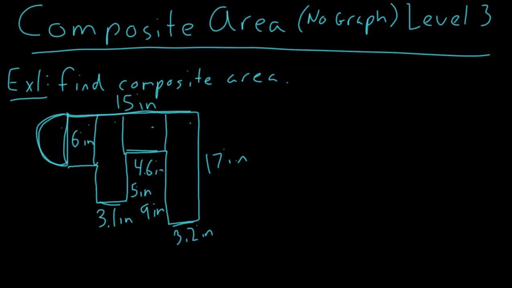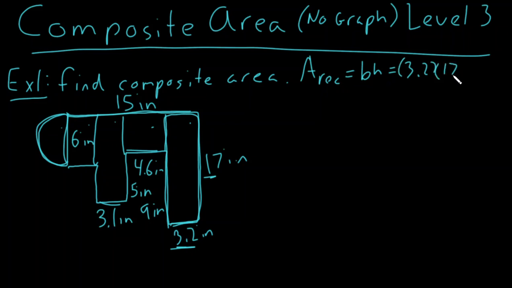Now, let's go ahead and get started with our first rectangle, and I'll still keep blue for this one. And this one's the easiest of all because we actually know its base and we know its height. We can go ahead and start finding its area. So let's write the area of our rectangle. We know that it's always going to be the base times the height. And in this case, our base will be 3.2 times our height of 17.